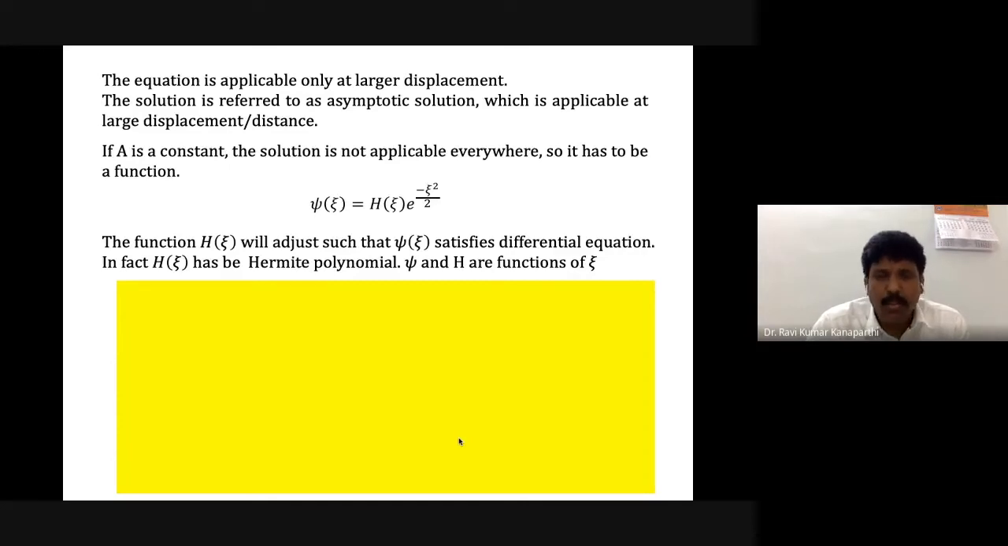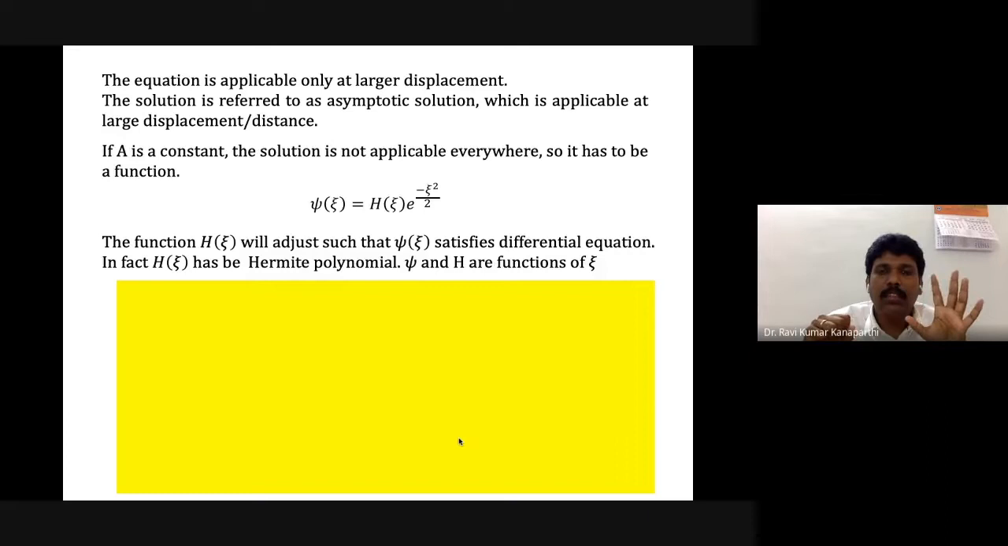Okay. Now, in other words, psi of z is equal to h of z, which is actually a function. So the A we replaced in the asymptotic solution, A times e to the power minus z square by 2, wherein A was introduced as a constant. If you replace that A with a polynomial or a mathematical function, then the total wave function is going to be the product of h of z multiplied by e to the power minus z square by 2. So it is a combination of two functions, and we know precisely that e to the power minus z square by 2 is applicable at larger displacement.